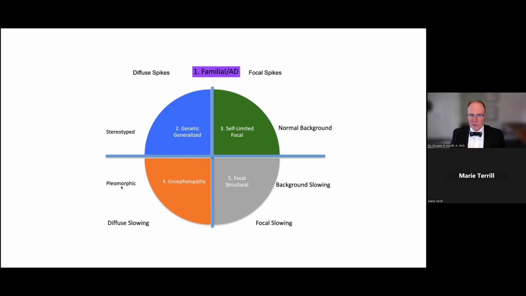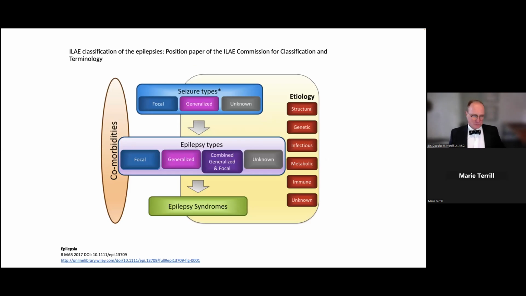Now, when you move on to category 4, you're getting diffuse slowing in the background and pleomorphic, multifocal, and diffusely distributed spikes. And finally, in the 5th category, you have focal slowing, sometimes with attenuation, and focal pleomorphic spikes. That's it. 5 categories explain all of pediatric epilepsy. So with this lens, it starts to make sense how you can approach patients in a very orderly fashion.